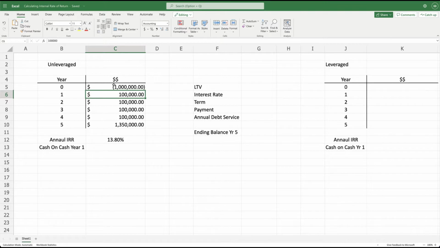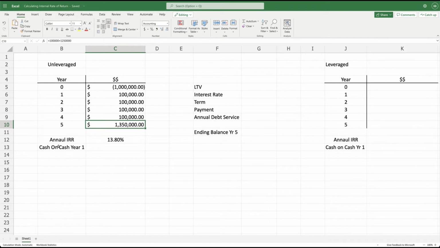And you can see when we make that one adjustment, your annual internal rate of return for this series of cash flows, buy a building for $1 million, make $100,000 a year, and then sell it at the end of year 5 for $1.25 million, this deal right here would give you an annual internal rate of return of 13.8%. So that's pretty good, not too bad.